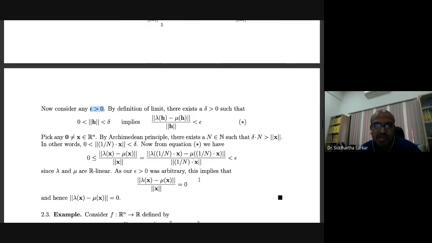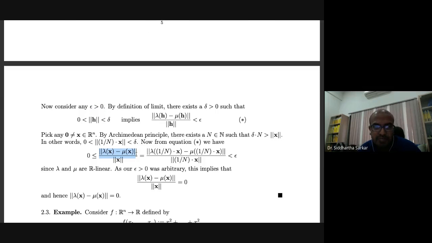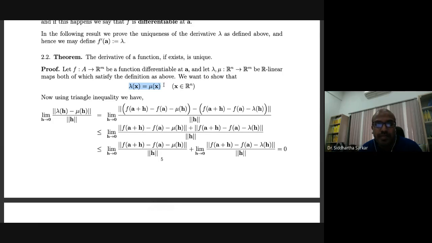What I started with is an arbitrary x, and my epsilon was any positive real number. So what we ended up proving is that this number, norm of lambda x minus mu x by norm of x, is less than epsilon and greater than or equal to 0 for every positive real number epsilon. That is only possible if this quantity itself is 0. But my norm x was non-zero, so I just put it on the other side, and I simply get norm of lambda x minus mu x equals 0. So this immediately tells me that the values of lambda and mu coincide at the point x if it is non-zero, and of course they are equal if x is 0. Therefore these two derivatives are the same, so they coincide.